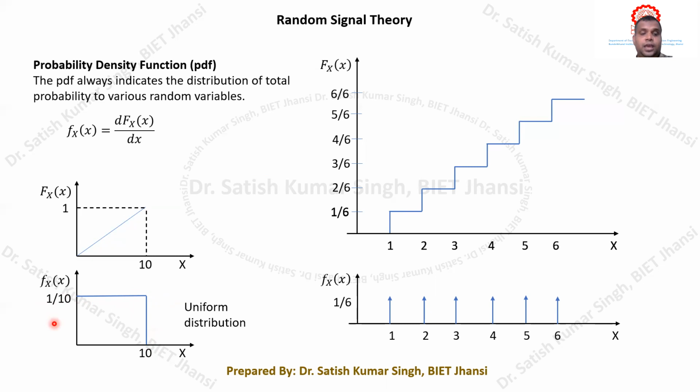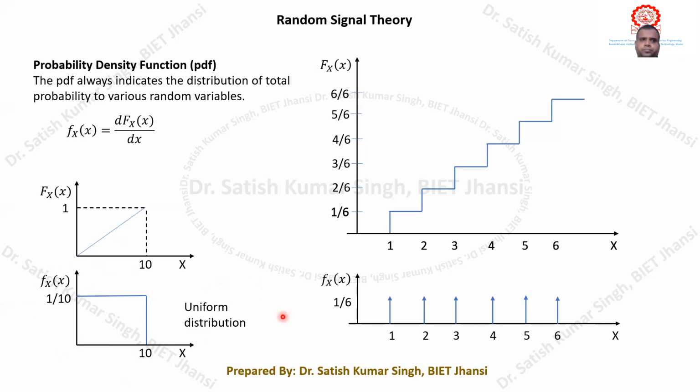Now you can see that if you multiply this probability 1 by 10 with this particular axis value 10, meaning its width and its height, the product, or the area under this curve, is equal to unity. You can calculate that: 1 by 10 multiplied by 10 comes out as 1. Obviously, because f_X(x) represents the distribution of the total probability. So if you calculate the area under the curve of your probability density function, it will give you a total value equal to unity.